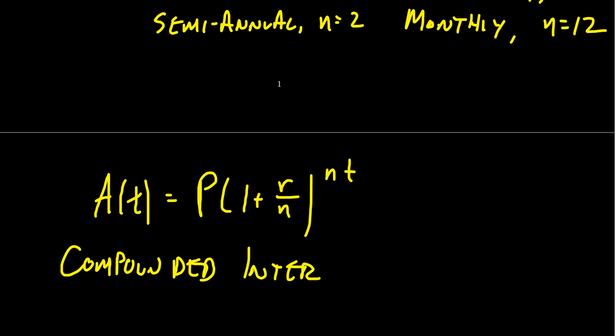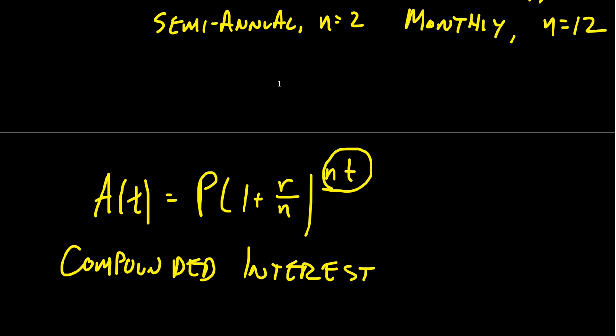And so again, how do you interpret this formula? P is the principal. This is the initial investment. R is going to be the APR, the annual percentage rate. N is the number of compounds per year. So we take the annual rate and divide it by how frequently interest is collected. That'll then give you the interest per compound. And then we're going to have up here nt, where t is going to be measuring years.